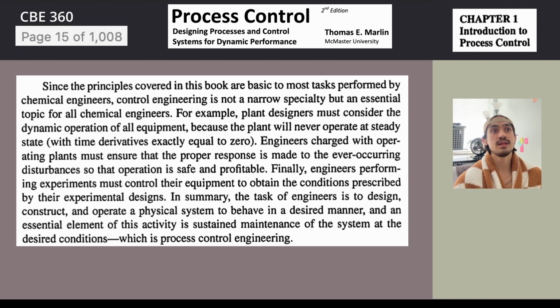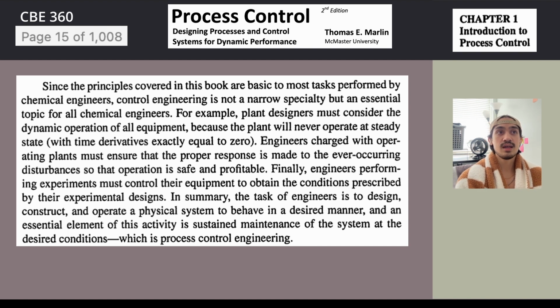For example, plant designers must consider the dynamic operation of all equipment because the plant will never operate at steady state with time derivatives exactly equal to zero. Engineers charged with operating plants must ensure that the proper response is made to the ever-occurring disturbances so that the operation is safe and profitable. And finally, engineers performing experiments must control their equipment to obtain the conditions prescribed by their experimental design.